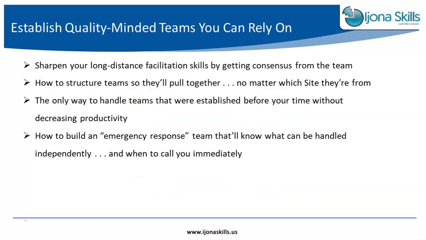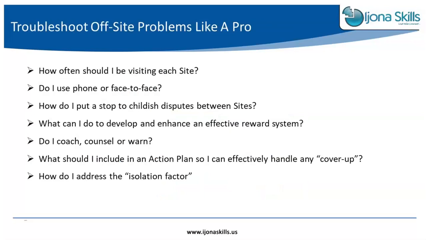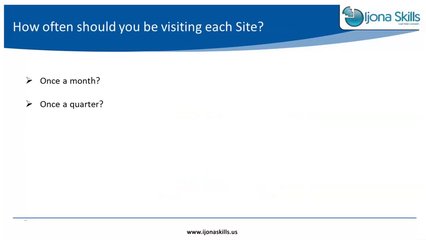So we've talked about here how we can establish quality-minded teams that we can rely on. Now we're going to round third and head home, as they say in baseball, by addressing 7 important questions that will help you troubleshoot off-site problems like a pro. So the first question is, how often should you be visiting each site? Once a month? Once a quarter?